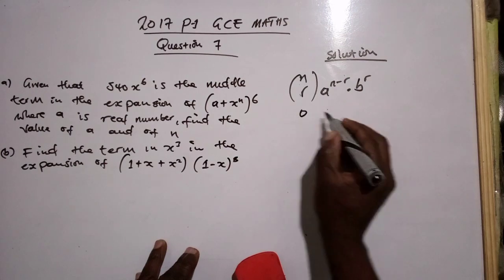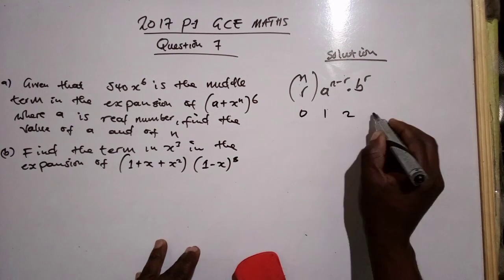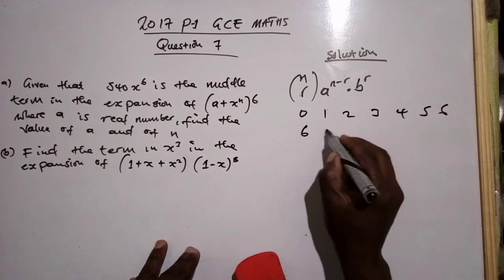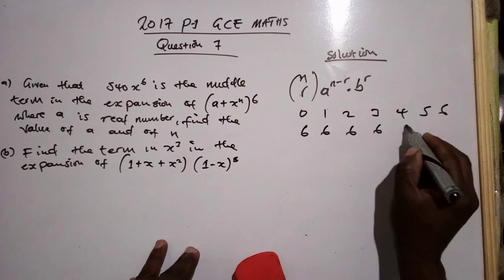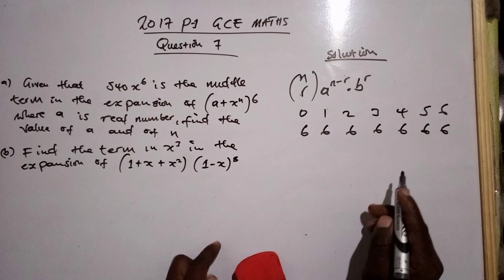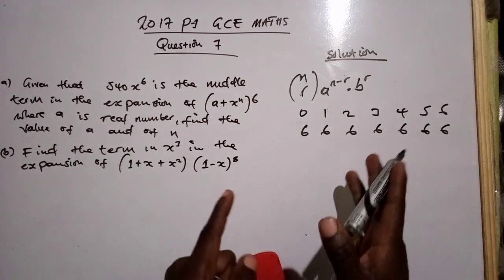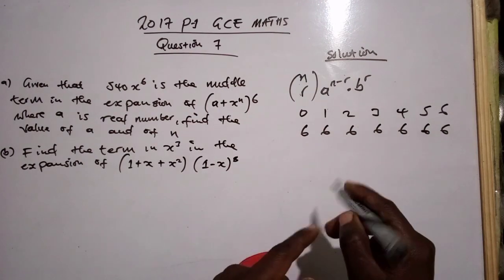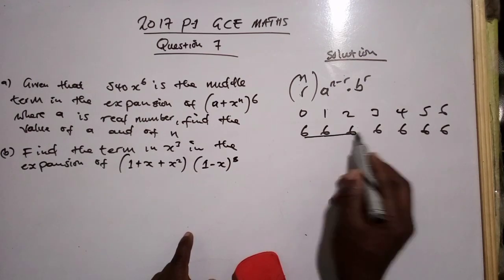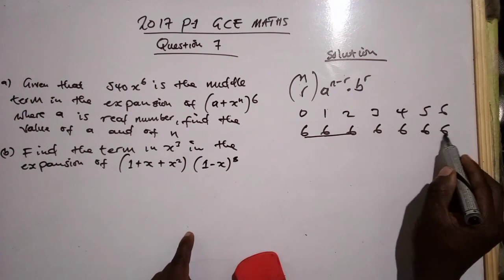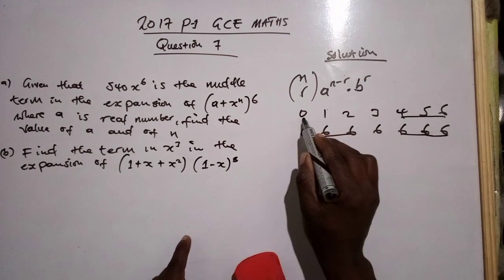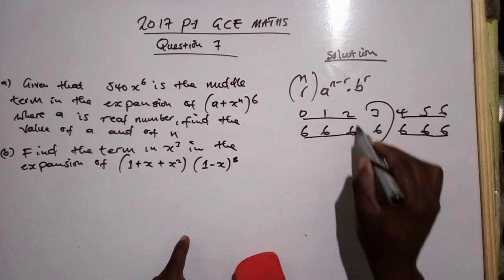So we start from 0, 1, 2, 3, 4, 5, 6. These numbers do not change. We are going to count the number which will remain in the middle. So we count 1, 2, 3 to the left and 1, 2, 3 to the right. Even here 3, even here 3. So the term which we are going to use is this one here.